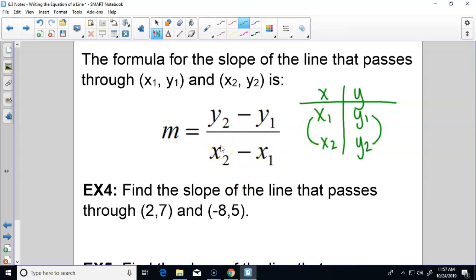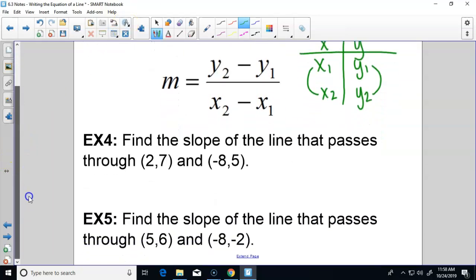So, this is a method that we can use. It makes it a little bit quicker so that you don't have to make a table. If you're looking at this equation here, this is an x-coordinate, this is a y-coordinate, this is an x-coordinate, this is a y-coordinate.